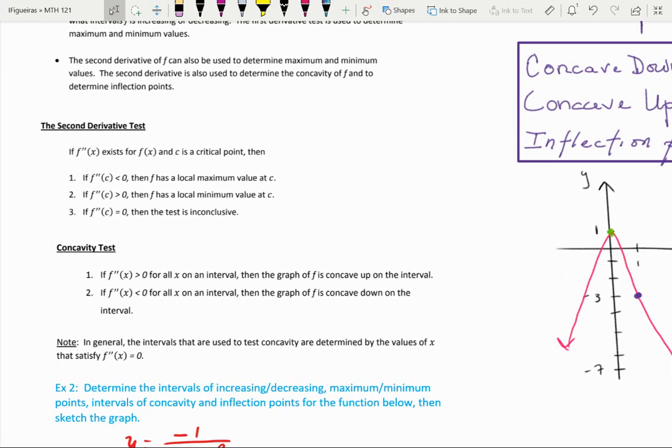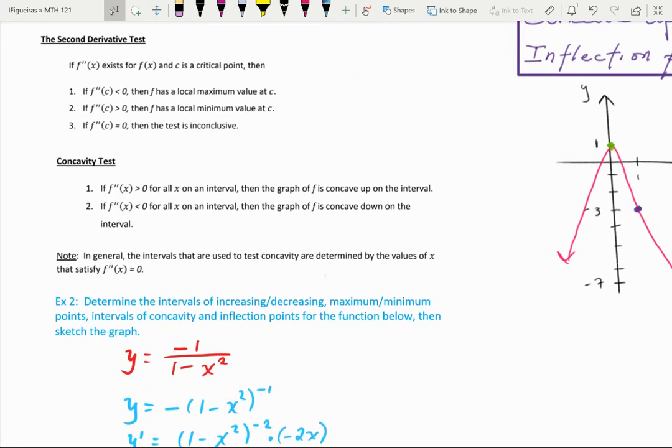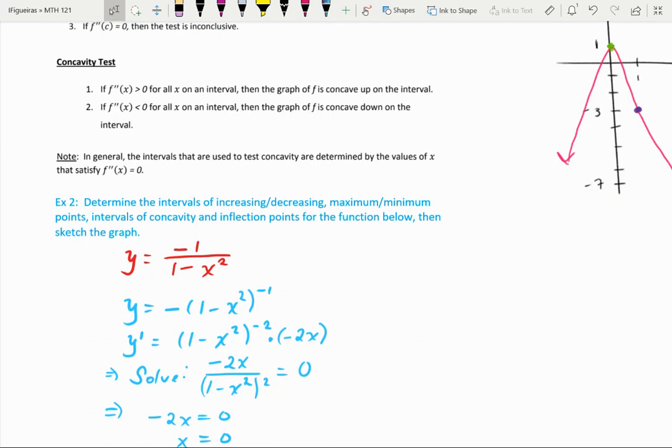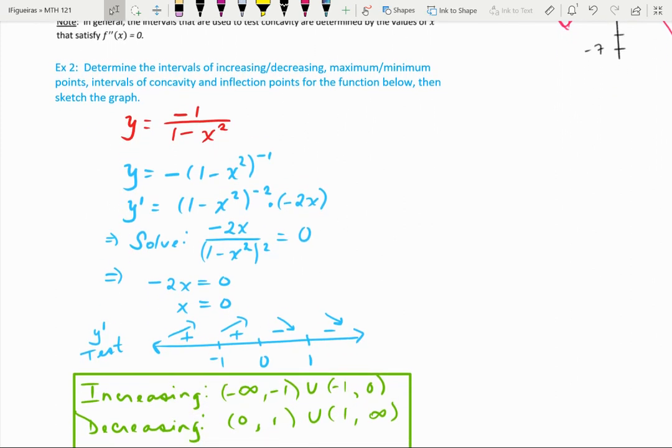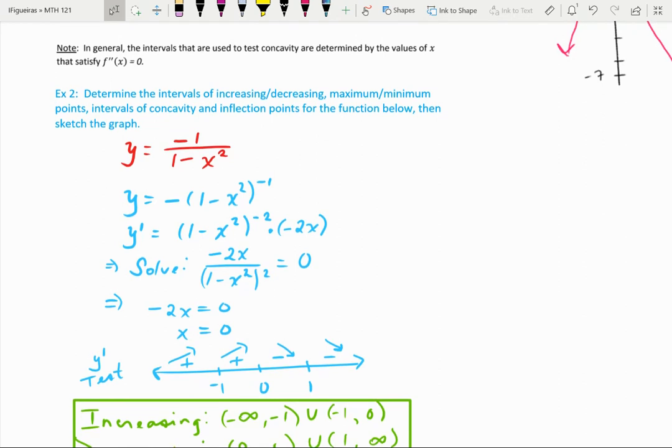This time we'll do a rational function. And again, we'll use both the first and second derivative to help us get a good sketch. So here the directions say, determine the intervals of increasing and decreasing, maximum and minimum points, intervals of concavity, and inflection point or points for the function below, then sketch the graph. So we have a rational function y equals -1 over 1 minus x squared.